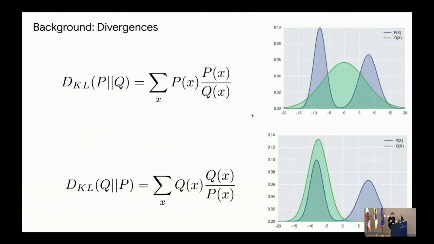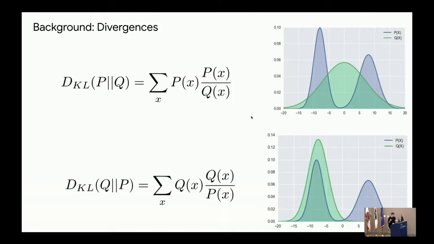KL divergence is a measure of how far apart two distributions are. It's not a proper distance metric, so it's not symmetric, but it does measure the difference between two distributions. You can see at the top and bottom here, we have KL of P and Q, and on the bottom we have KL of Q and P. These are two different ways of measuring distances between distributions, and I bring it up because the different distances emphasize different things.